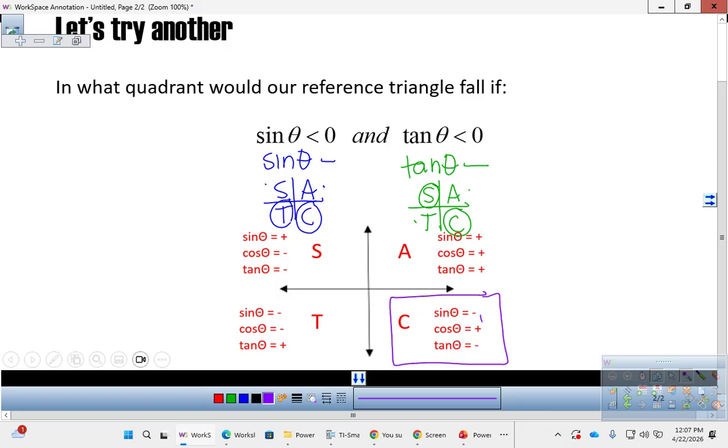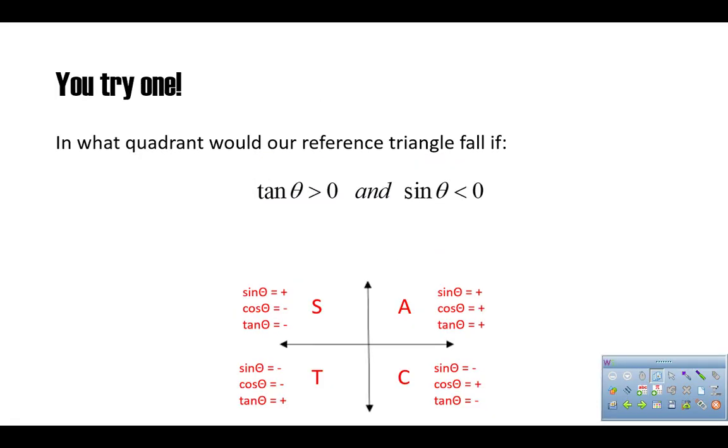Sine is less than 0, so sine is negative. Tangent is less than 0, so tangent is negative. This is the only quadrant where those two things are true. So my answer for this one would be quadrant 4. We're going to take a moment and have you practice one.